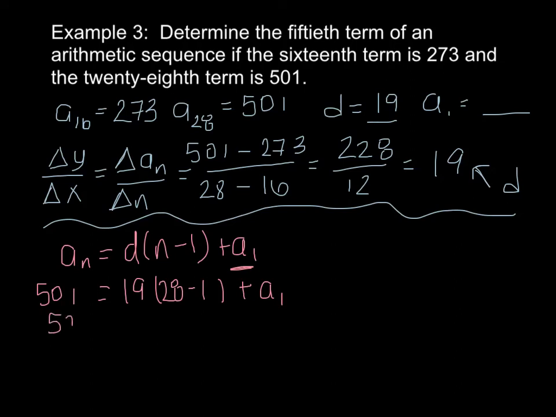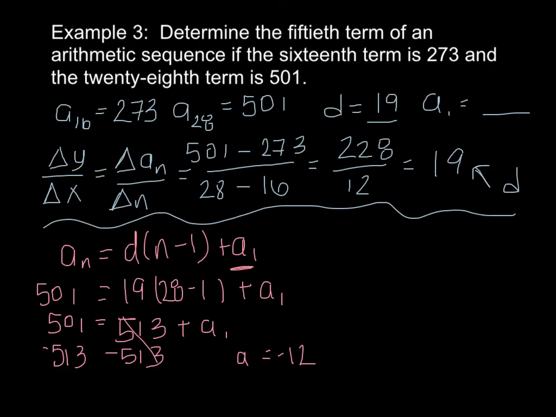And now, again, simple math. We're going to do 28 minus 1, which is 27, and then 27 times 19, which is 513, plus a sub 1. We're going to subtract 513 from both sides, and we will discover that our first term is negative 12.